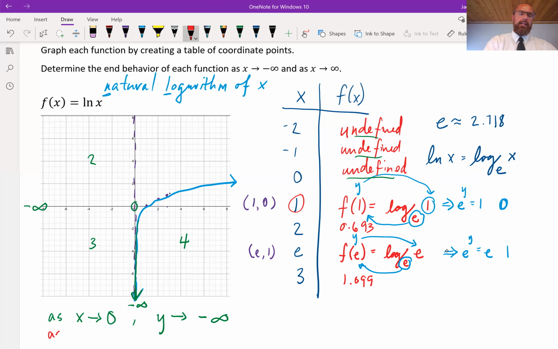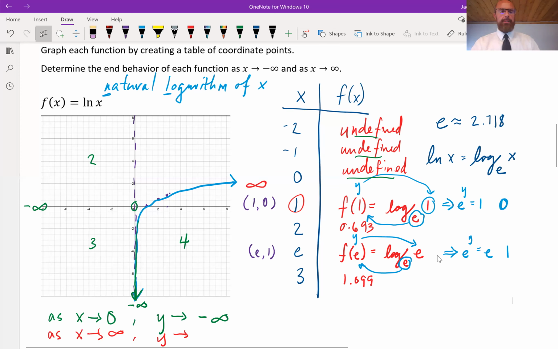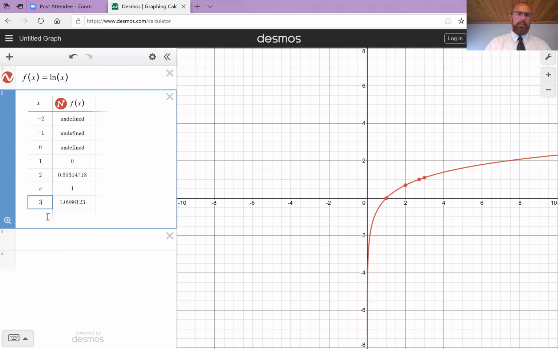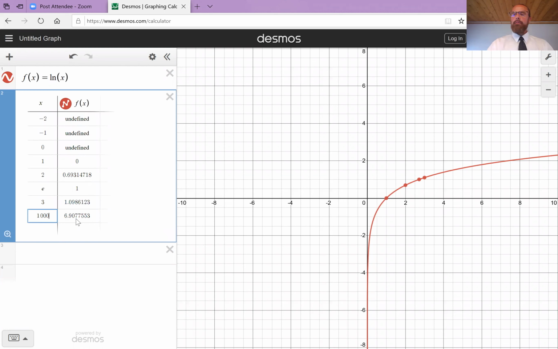The last part of our task is as x approaches positive infinity, y approaches something. Well, let's go to Desmos to see if we can use that feature to decide what's happening to the function as the x value gets very large. So I'm going to type in 1,000. So that's way off the graph. It's not showing up. Our graph only goes to 10 here on the right. So 1,000 would be 100 times as much. And it's only up at 6.91 roughly.